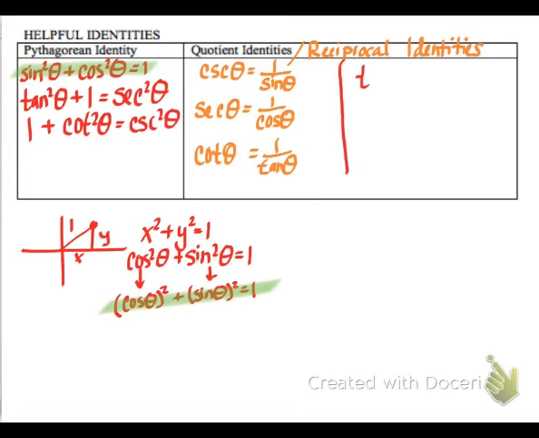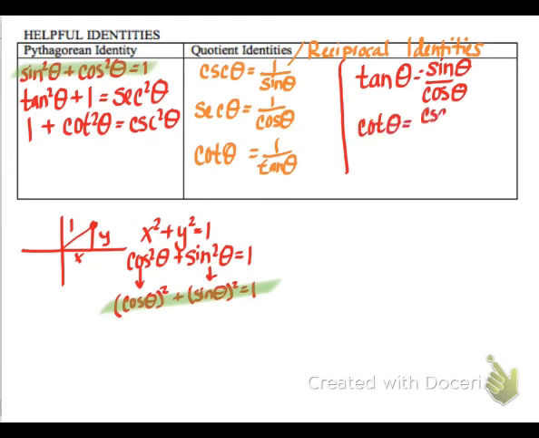Now the next set of identities are the quotient identities. Because tangent of theta is y over x, and y is just sine, we can erase y and put sine there of theta. And of course x we can erase and put cosine of theta. This is your first quotient identity. Tangent of theta equals sine over cosine.